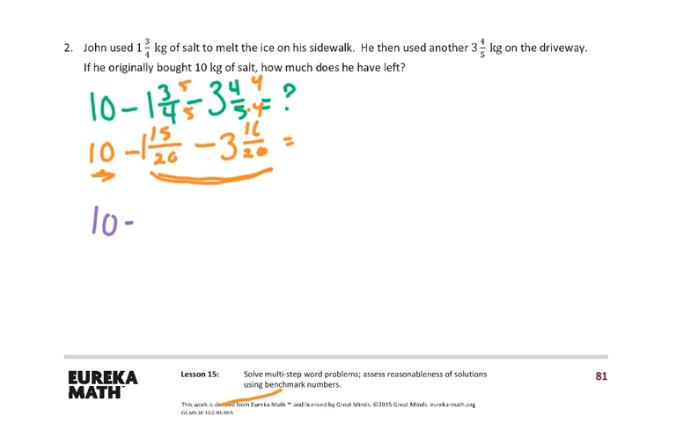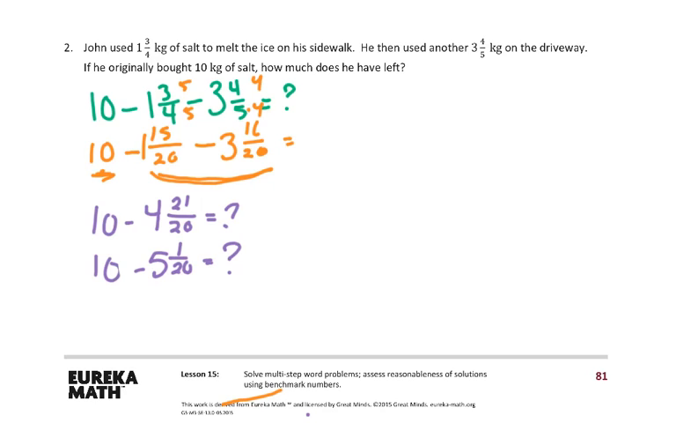I have 10 minus. These right here, we're all taking them away. So I'm going to actually add those together because that's the total amount of ice melt that he's actually using. So he's using 4 21/20 of ice melt. We don't know what it equals, but I know that 4 21/20 is the same as 5 1/20. Make this a subtraction sign.